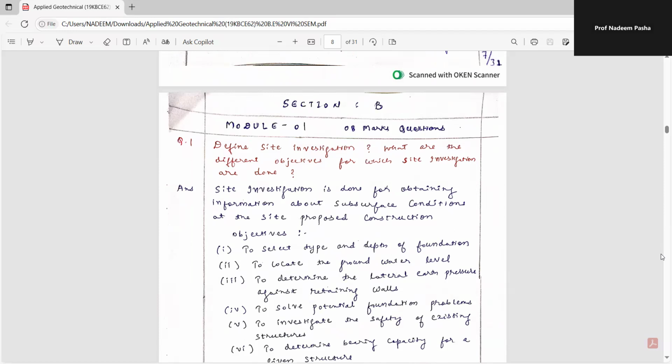Define site investigation. What are the different objectives for which site investigation is done? Site investigation is done for obtaining information about subsurface condition at the site proposed construction. So, what is site investigation?